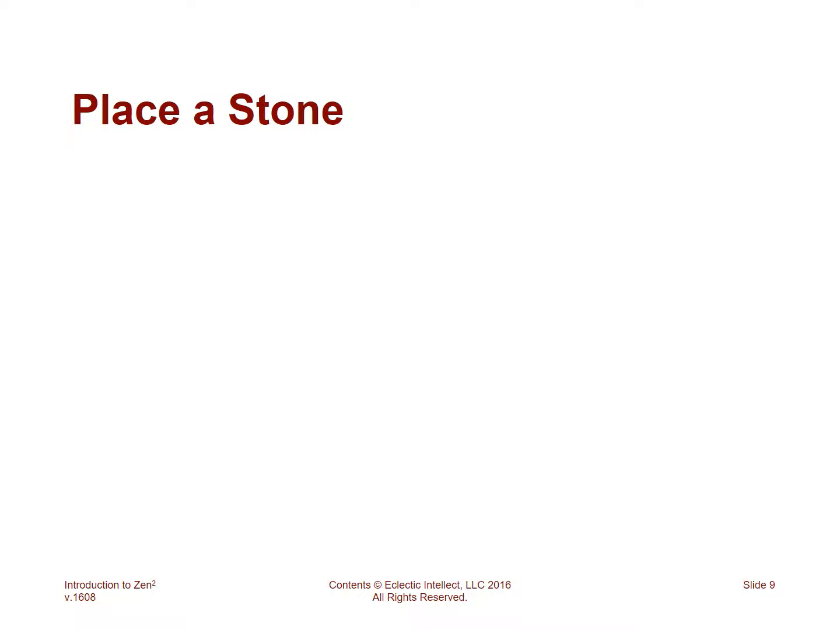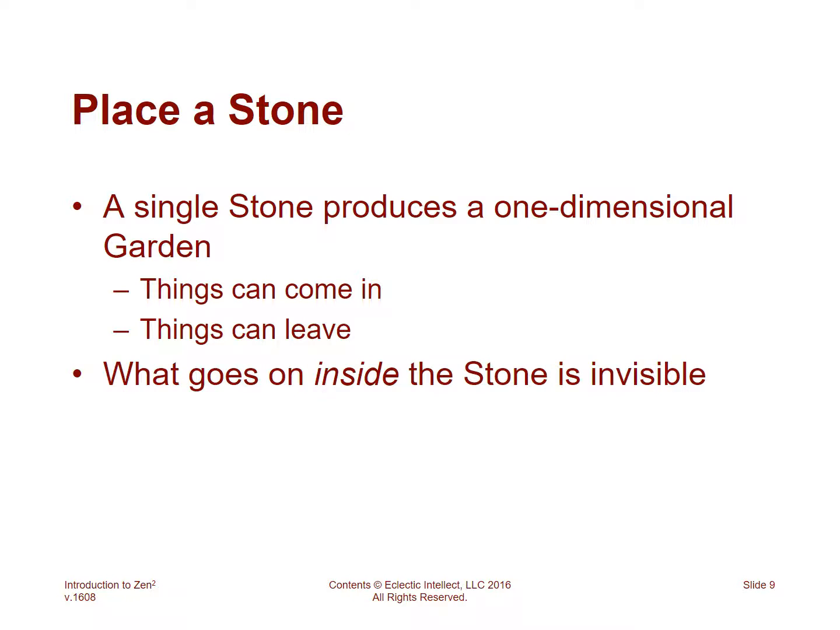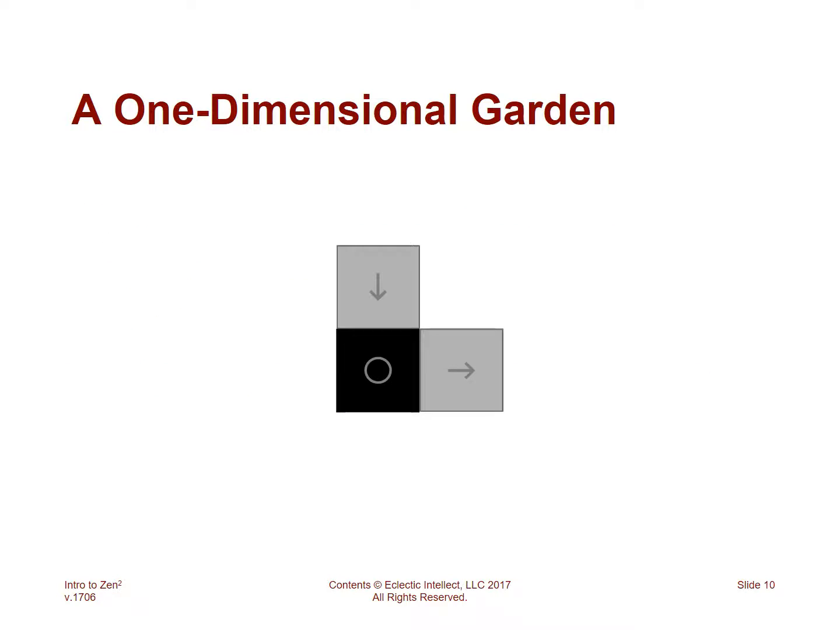So we can place what's called a stone. The terminology in Zen-squared is selected to try to be as inclusive as possible. It is very easy for school children to use these matrices, but they can also be applied by advanced aerospace engineers. That range is interesting. But anyway, we'll take a single stone, and that will produce a one-dimensional garden. Things can come in, things can leave. What goes on inside the stone is invisible. So here's a picture of that. In the middle of the slide here is just a stone, and stuff goes into it, and stuff leaves. Not terribly exciting at this point, but everything starts with something simple.